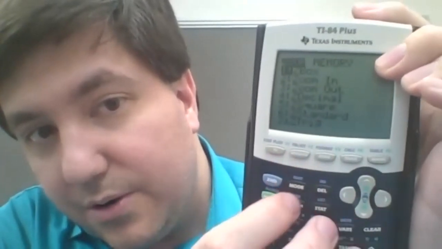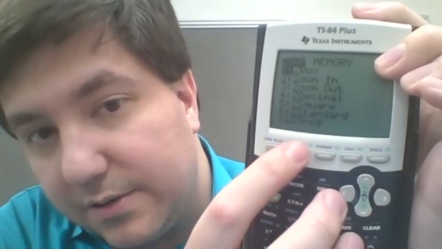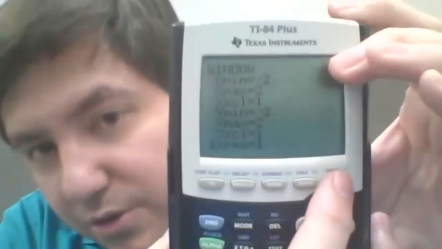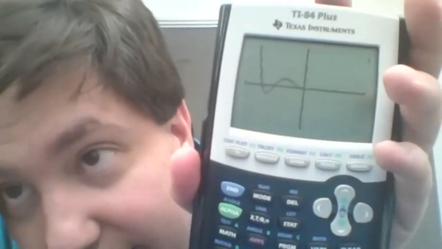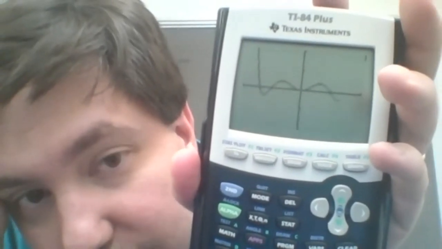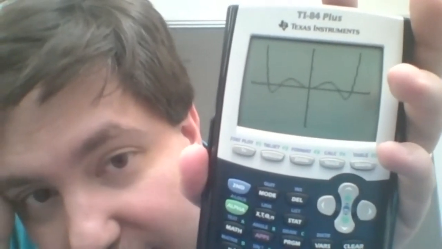And then let's also go to window, here we go. Let's make the Y values a little narrower too. So let's just do the same thing, -2 to +2. So we'll change those to -2 and +2 so it doesn't go up quite so high. And so now you've got this graph right here.